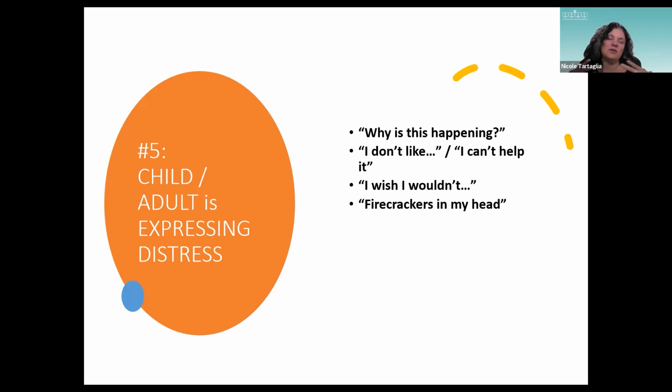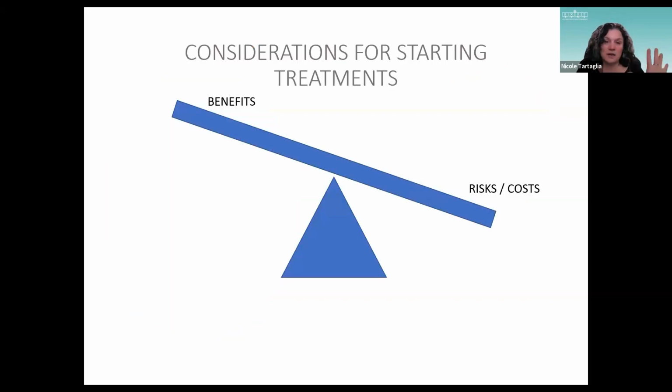So when we're hearing, as parents, caretakers, peers, teachers, therapists, providers, all of those people, that the individual themselves are distressed about the situation, then that's really important to think about how we can help. Okay, so those are the top 5.